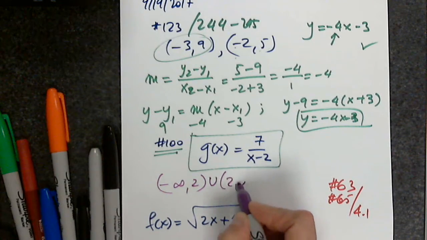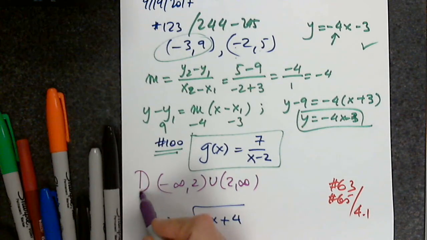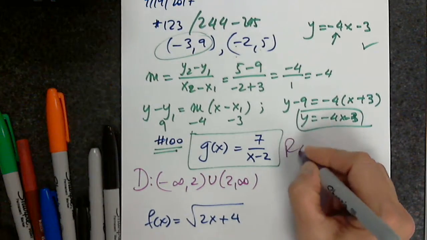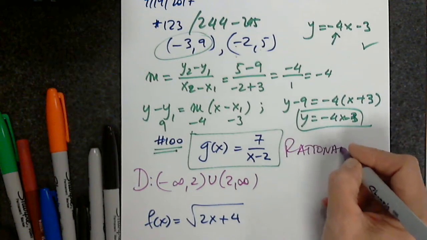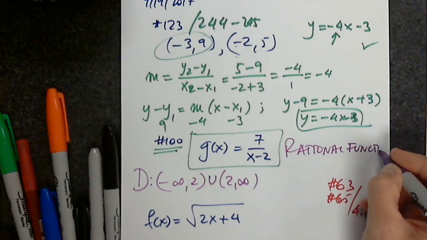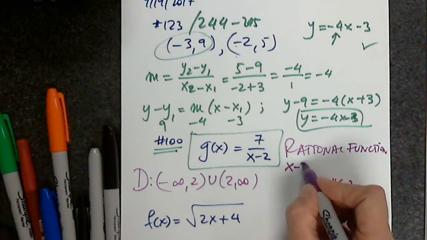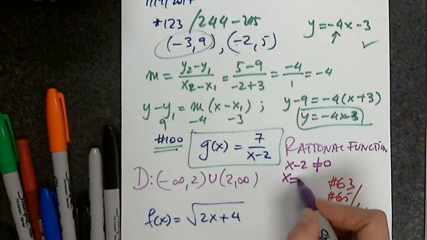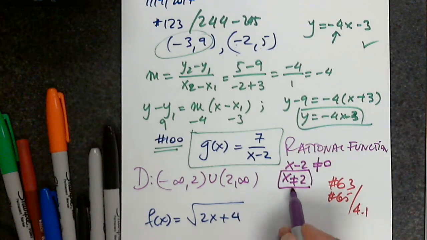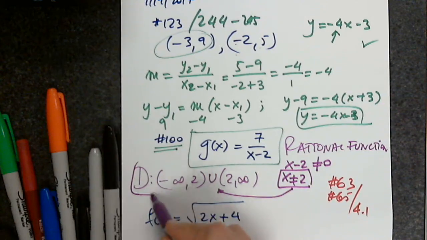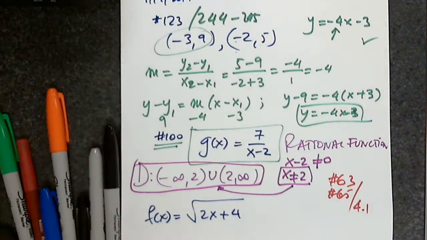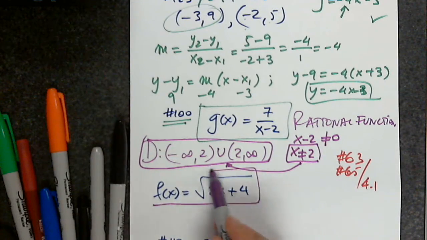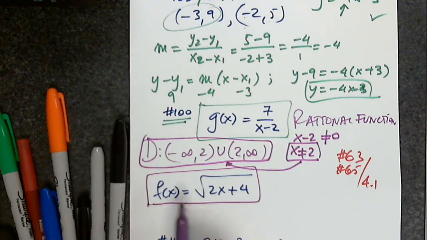Union. Very good. This is indeed a domain. It's a rational function. Therefore, x minus 2 cannot equal 0. We add 2 to both sides, which means x cannot equal 2. This is signified by this interval notation. Very good. The same question, I just made this up. It's not in your book.